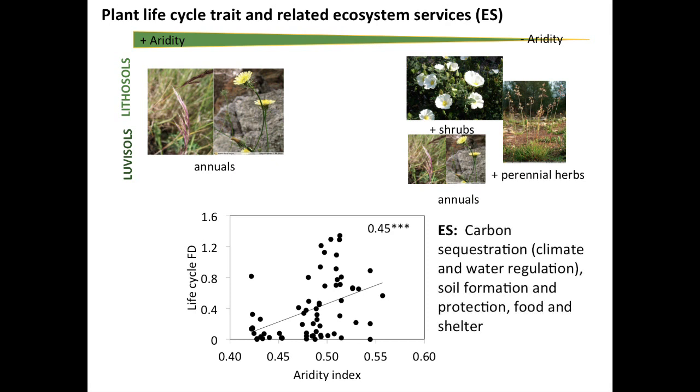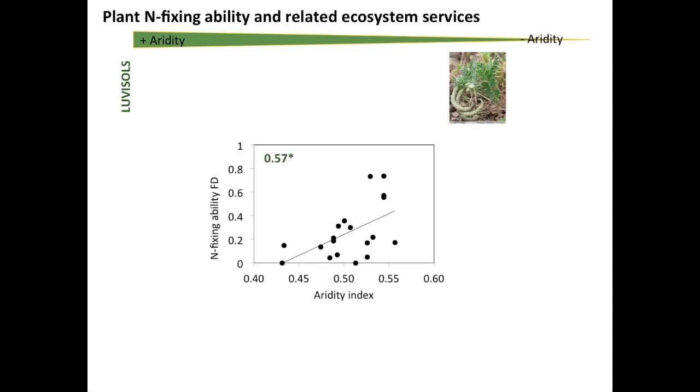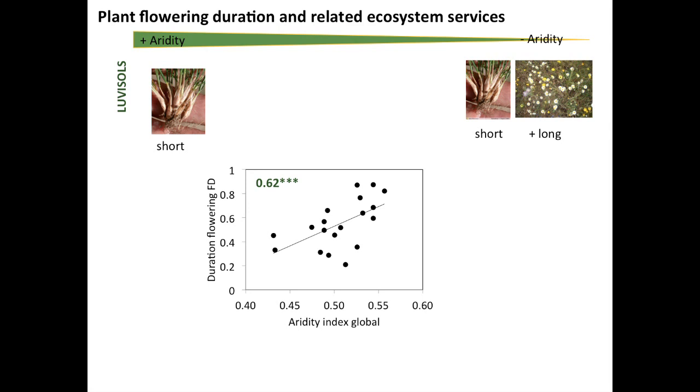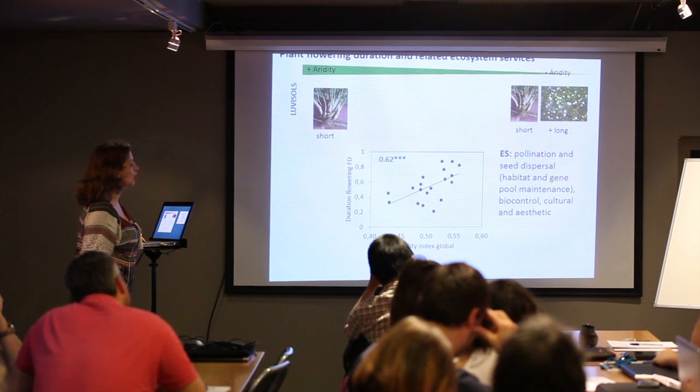So this is most of the traits. Life cycle relates to carbon sequestration, water regulation, soil formation and protection, food and shelter, for example. This is nitrogen fixing ability. Again, we have more nitrogen fixing capacity on the right side, where we don't have aridity. Duration of flowering, the same. We have more variability of traits with low aridity. And of course, duration of flowering is related to pollination and seed dispersal. And even aesthetics could be related, as people like flowers, and people can like some flowers. So those could be related to that.